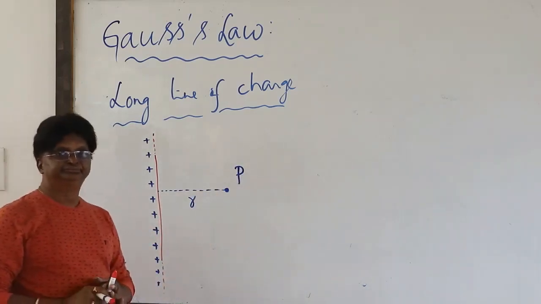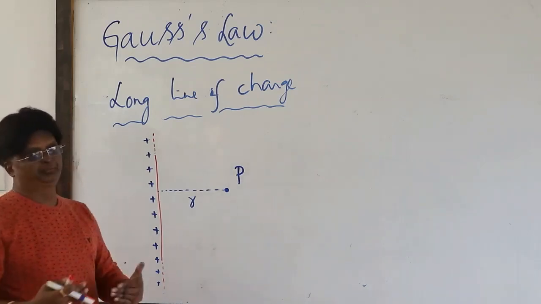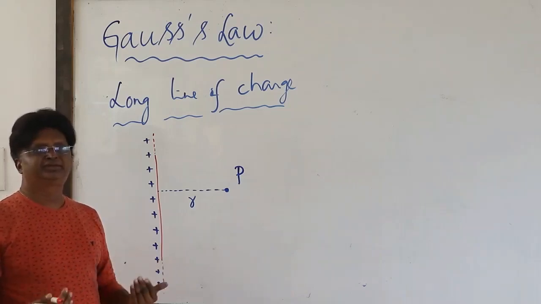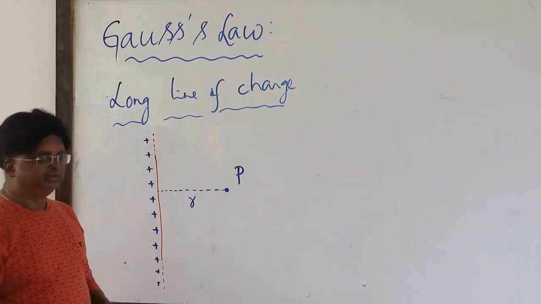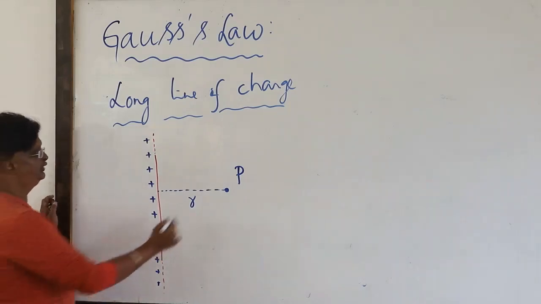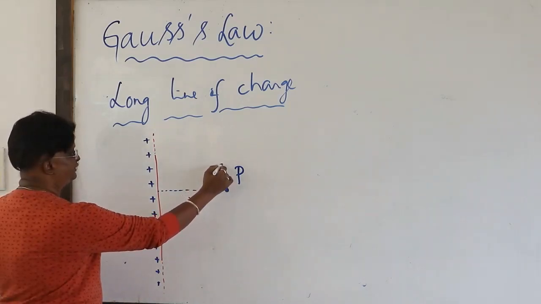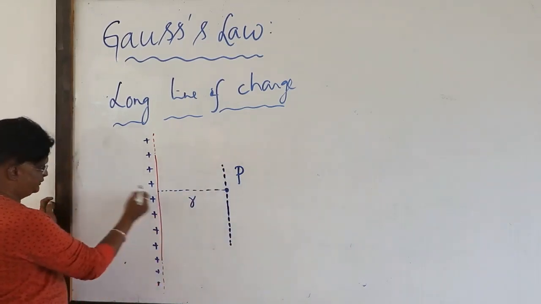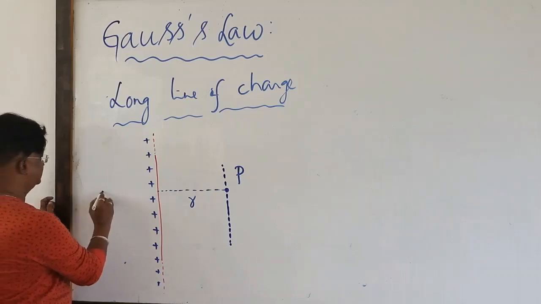Right. Now what do we do? Step 1. For step 1, you construct a Gaussian surface, right? Now you see, again I am using this blue color. Now here, this is what I am writing with the dotted line. The same symmetry is here also.